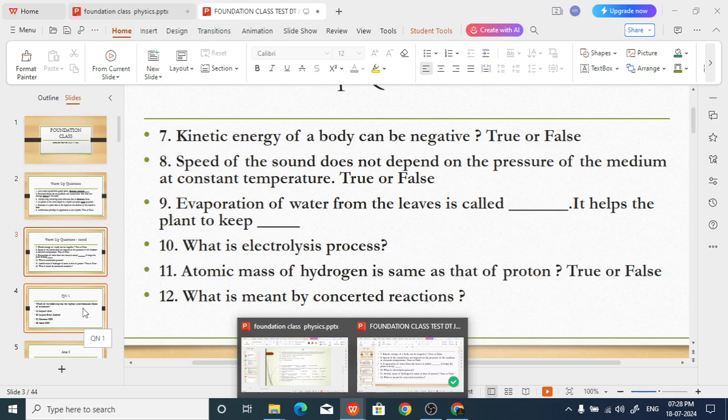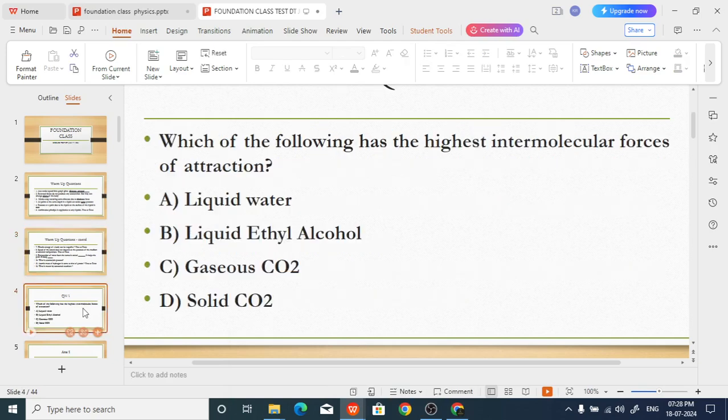So now we'll go to some more questions. I think we have another 13, 14 minutes. Question number 1. You just go through it and find the answer. Which of the following has the highest intermolecular forces of attraction? Solid, sir. No, which number? A, B, C, D.